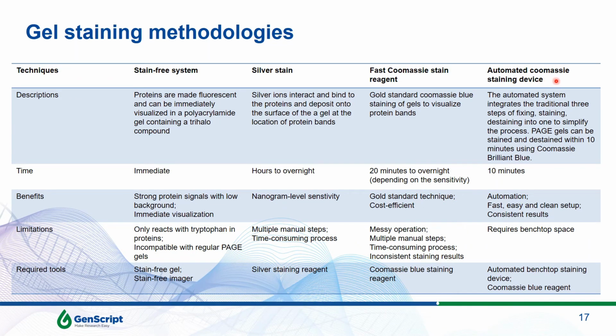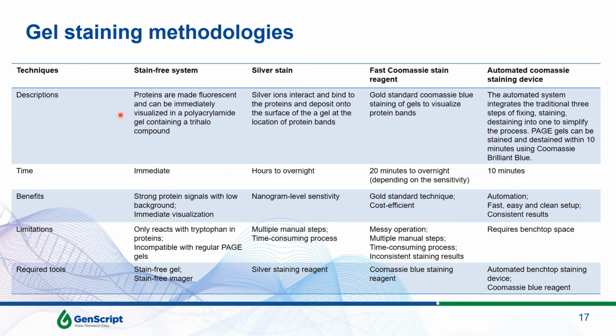Last is the automated Coomassie staining device developed by GenScript. It's an automated system that integrates the traditional 3 steps of fixing, staining, and destaining into one to simplify the process. PAGE gels can be stained and destained within 10 minutes using Coomassie blue reagent with this device. Its biggest advantage is its automation, fast, easy, and clean setup, and consistent results. The limitation is that it requires more benchtop space compared to the other 3 methods. Tools needed are the automated device and Coomassie blue reagent.